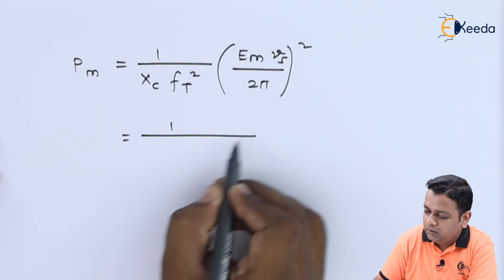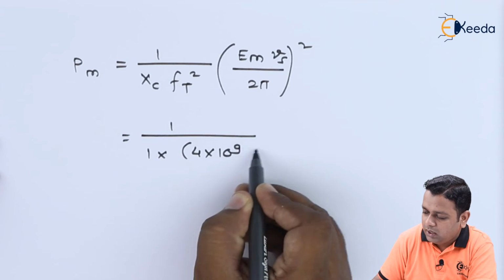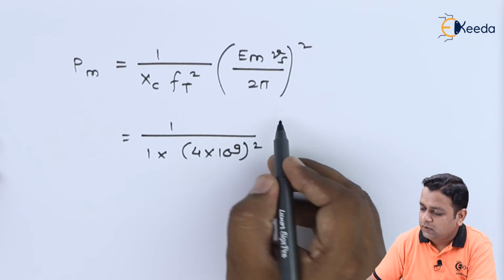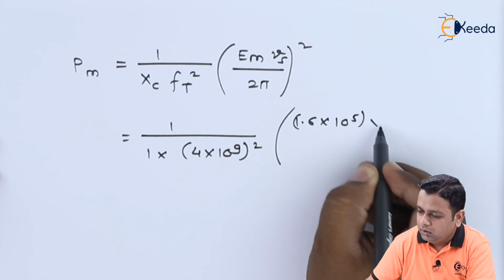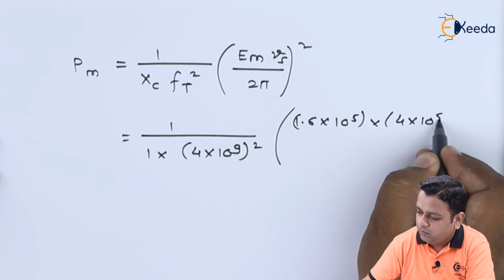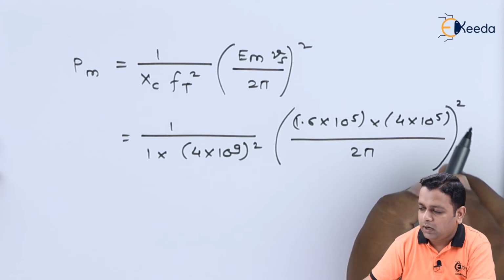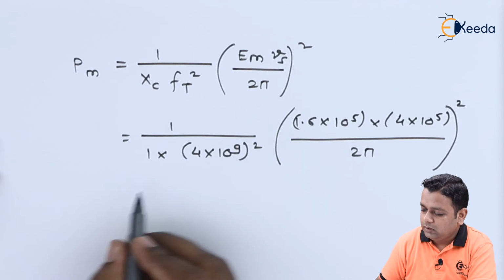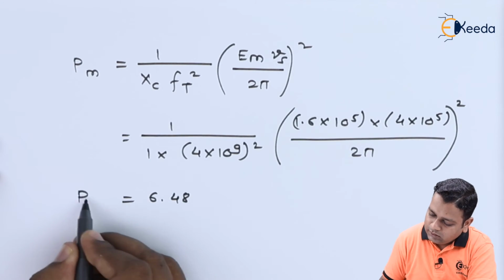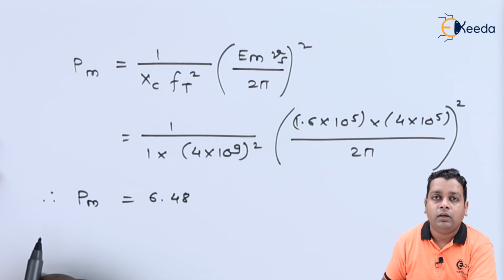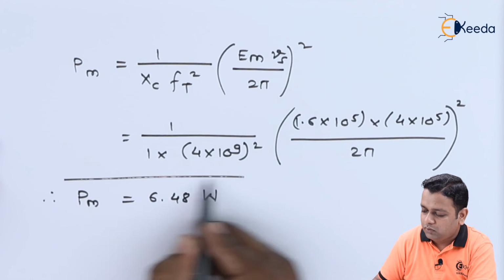So this will be 1 upon 1 into, in the bracket, 4 into 10 raised to power 9 for giga, to be squared, the frequency. Here we have 1.6 into 10 raised to power 5 multiplied by 4 into 10 raised to power 5, divided by 2 pi, and the complete bracket is squared. This simple calculation gives us the answer 6.48. As this is the maximum allowable power the transistor can carry, the power unit is watts here. So I outline this answer.